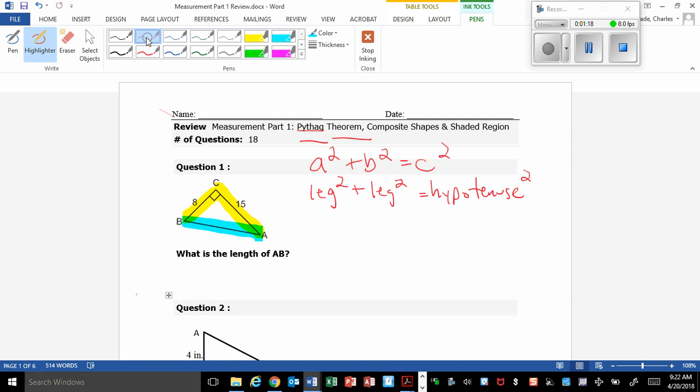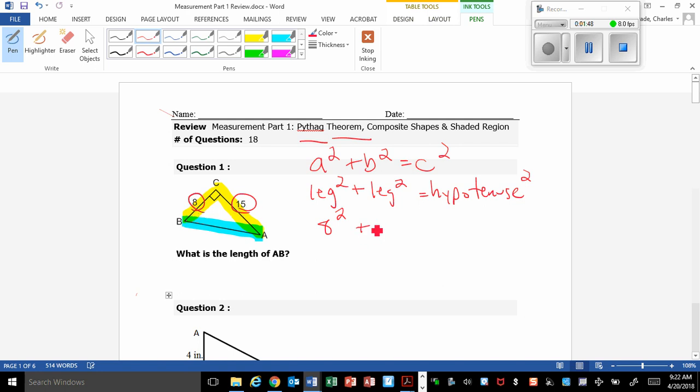Now, remember we talked about if we have both legs, then we are going to add. If we have one leg and one hypotenuse, then we are going to subtract. All right, now you can set it up the same way and then just do it algebraically, or you can take the shortcut. In this particular case, we have both legs, and it doesn't matter which one you put where in the problem.